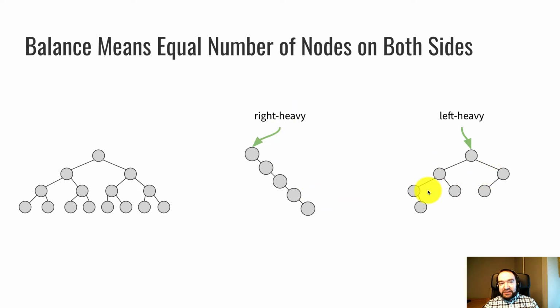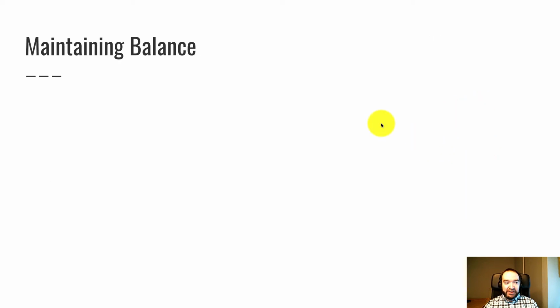Here's a more realistic example. It's still imbalanced. Here the root has 4 nodes on the left and 2 nodes on the right. So there's twice as many nodes on the left side than the right side. It's better than the worst case, but it's still not great, and we would call that imbalanced as well. That's left heavy because there's too many nodes on the left side relative to the right.